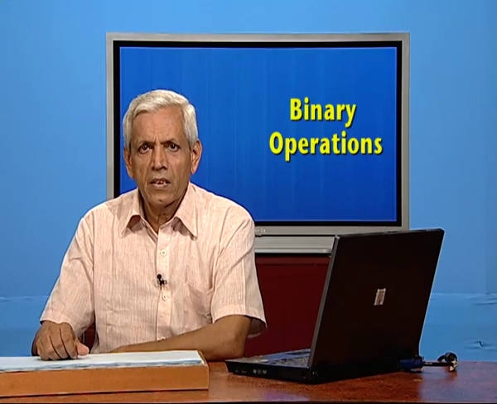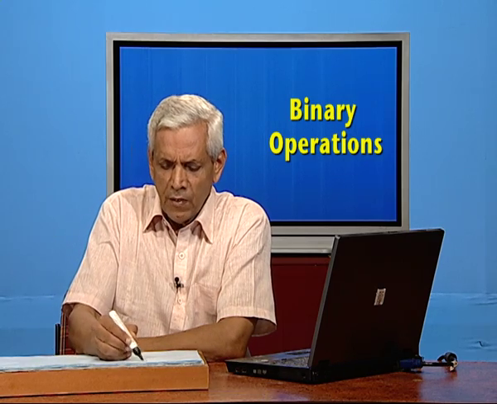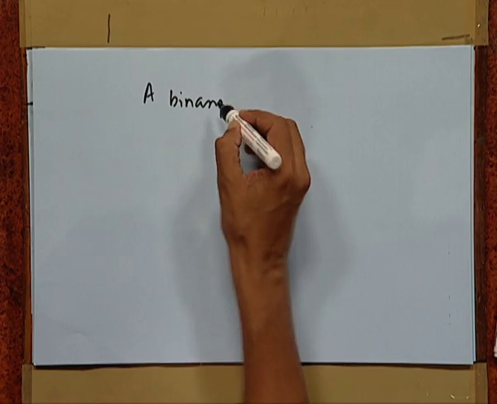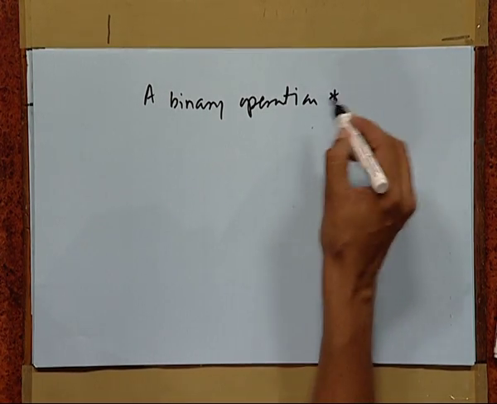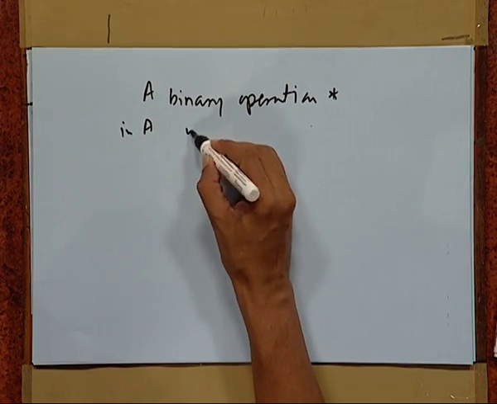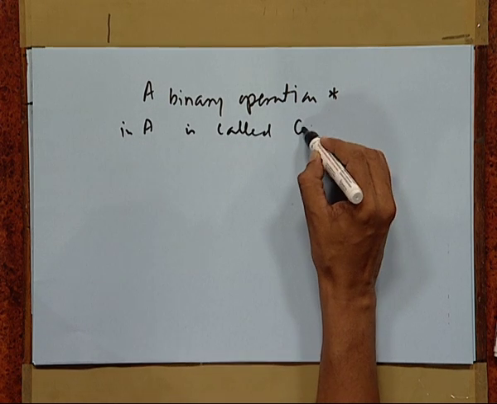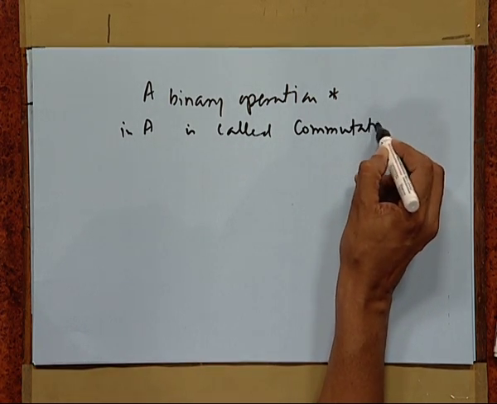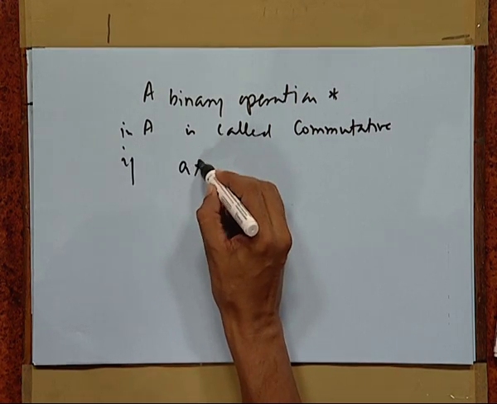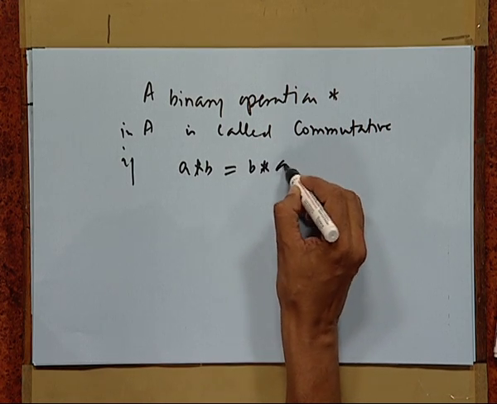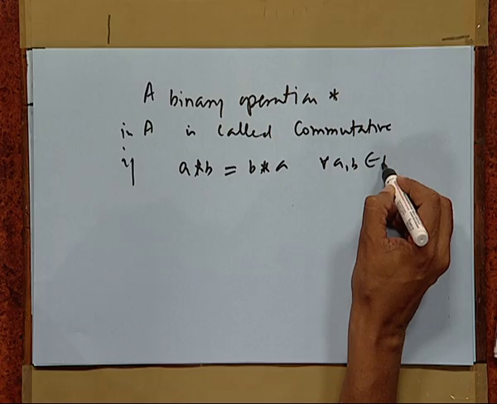A binary operation star defined in a set A is called commutative if A star B is equal to B star A for all A, B belonging to A. Our usual operations addition and multiplication follows it clearly, because we have A plus B is B plus A as well as A times B is equal to B times A. But A minus B is not B minus A and A upon B is not B upon A.